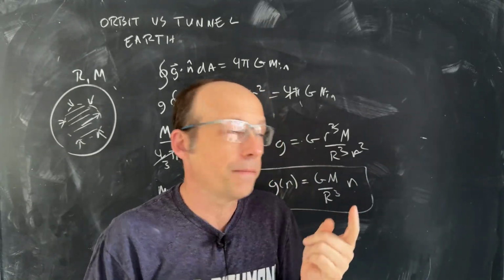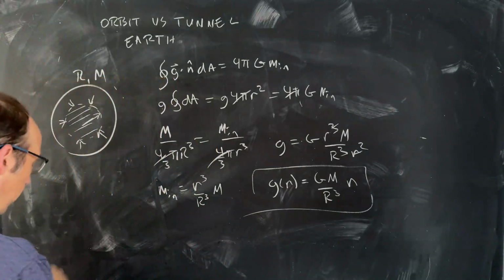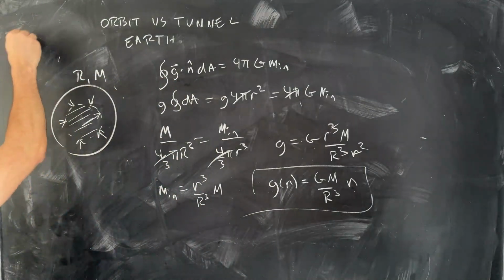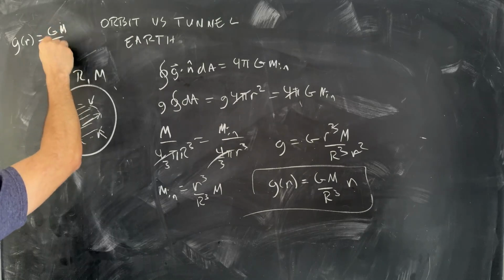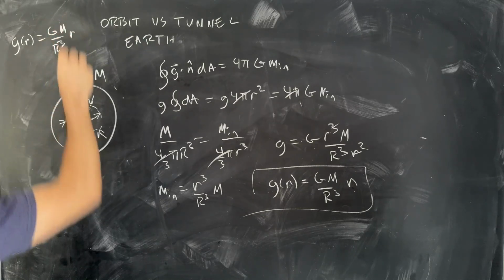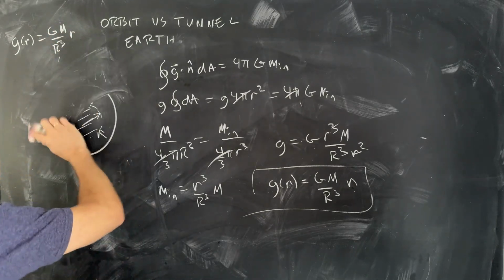Let me first, so we have, I'm going to put that over here. It's important. g of r is GM over R cubed times r. And I can erase this other stuff.